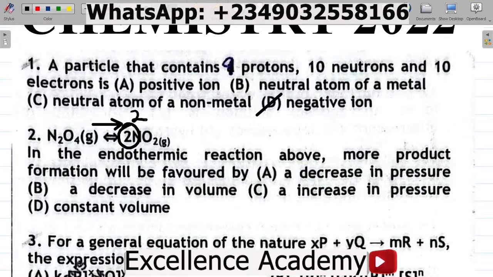Looking at this product side here, it is the part with the higher number of moles, which is 2 as compared to 1 here. So if you want more product to be formed, we have to favor the product side, and to do that, we have to decrease the pressure. So the answer to this question is A, a decrease in pressure. It will favor the side with more moles, which is the product side, and that's what they're asking when they said more product formation. So the answer is A.